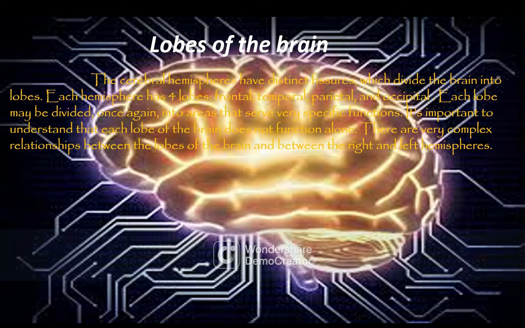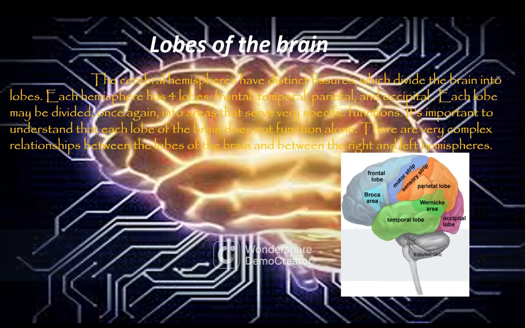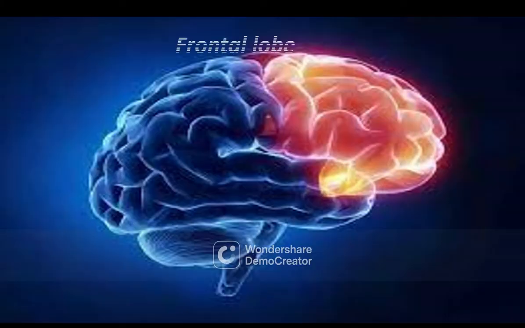The cerebral hemispheres have distinct features which divide the brain into lobes. Each hemisphere has four lobes: frontal, temporal, parietal, and occipital. Each lobe may be divided once again into areas that serve very specific functions. It's important to understand that each lobe of the brain does not function alone. There are very complex relationships between the lobes of the brain and between the right and left hemispheres. Then let's go to next slide.